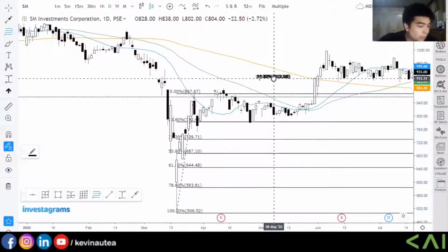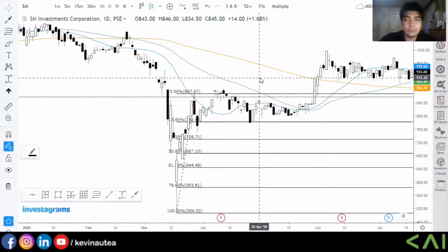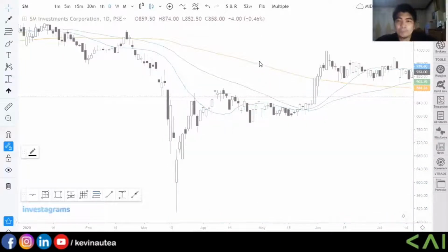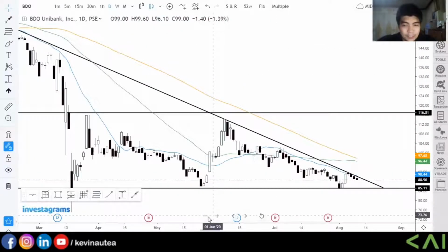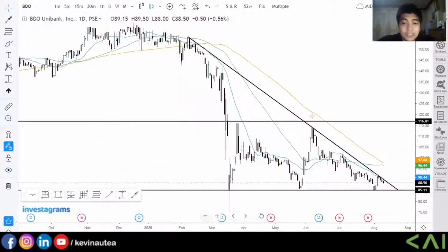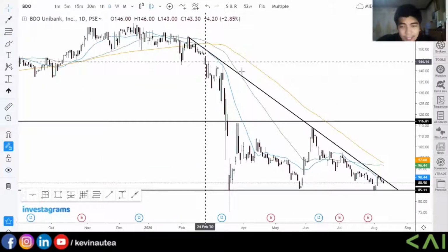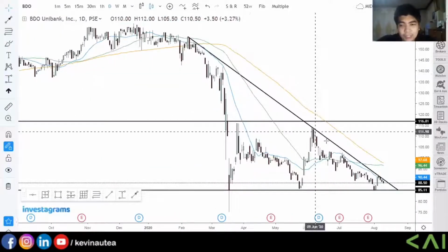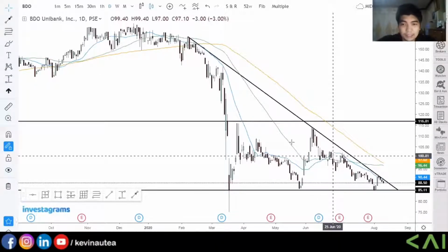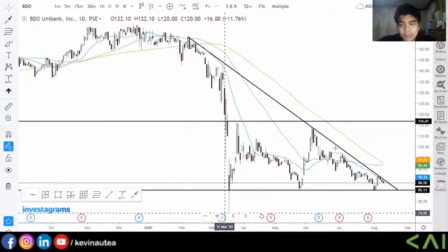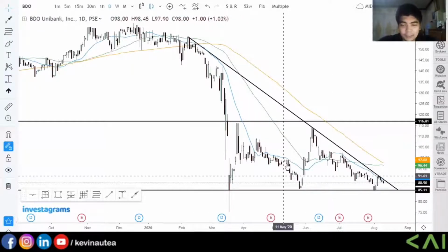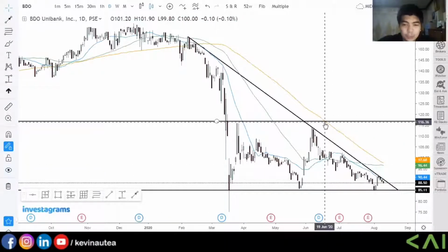Next, we have here BDO. For BDO, it's still saved, no? Here I have a downtrend. We can consider that one as a resistance. Now, the resistance line, so as the 100-day moving average, the orange one. Here below, there is a strong support.